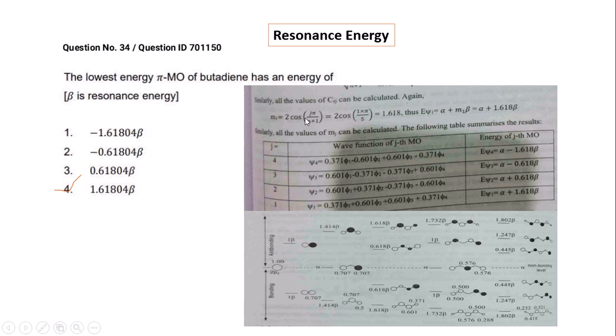Here, in the case of butadiene, n equals 4, that is, 4 pi atomic orbitals are present. So 4 plus 1, and the lowest energy means j becomes 1. So the calculation becomes 1.618, and this is alpha plus 1.618 beta. Similarly, from this equation, we can easily calculate the mj value for different pi atomic orbital systems, and get alpha plus 1.618 beta for the lowest energy pi orbital.